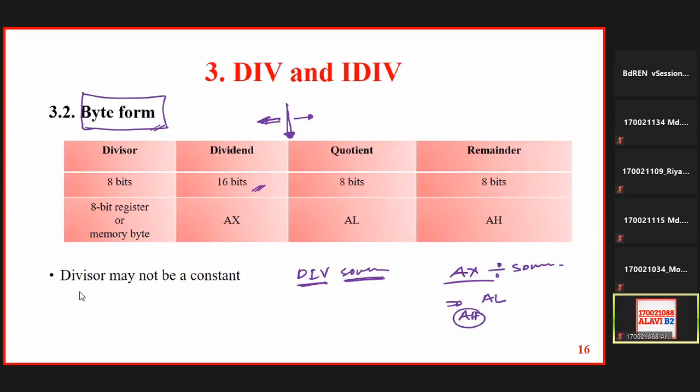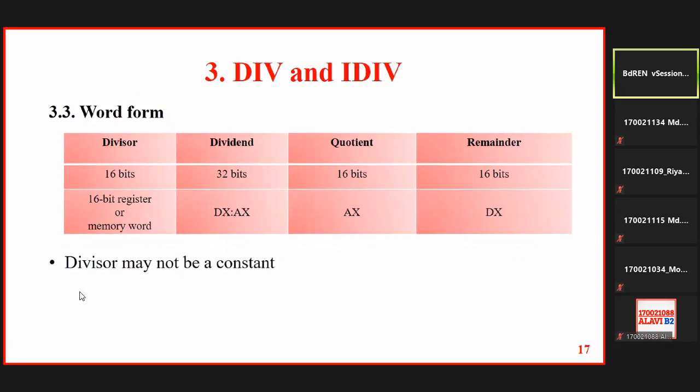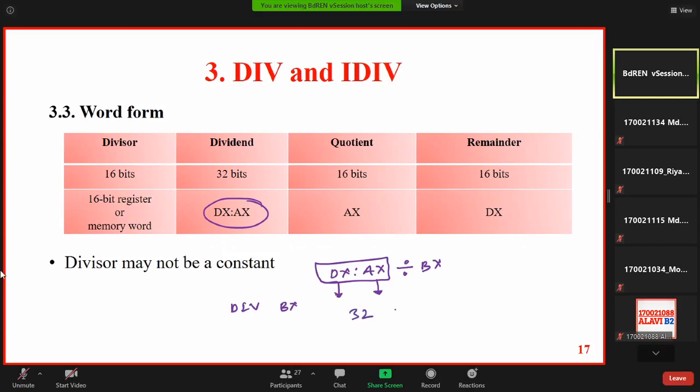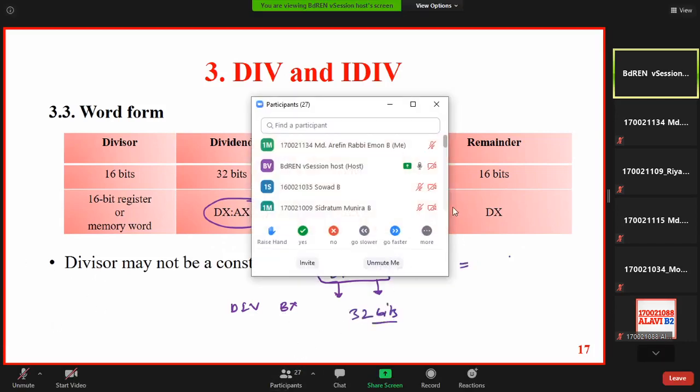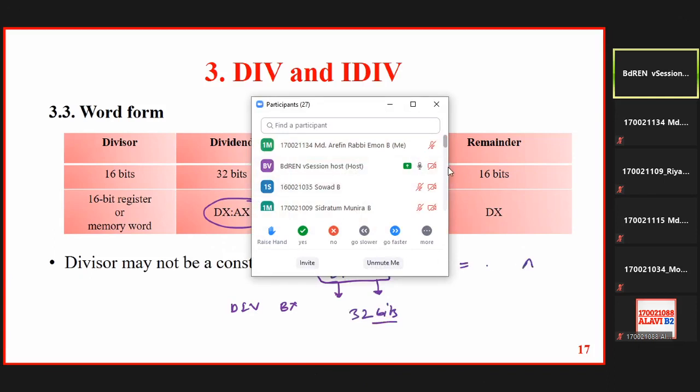Similarly in word form, we assume the dividend should be in DX:AX. If I write div with a word operand, let us say BX, then the whole thing, that means 32 bits, will be divided by BX. DX is your most significant 16 bits, and AX is your least significant 16 bits. If your dividend is bigger than 16 bits, we can store up to 32 bits. After dividing, the result will be in AX, and DX will have the remainder.